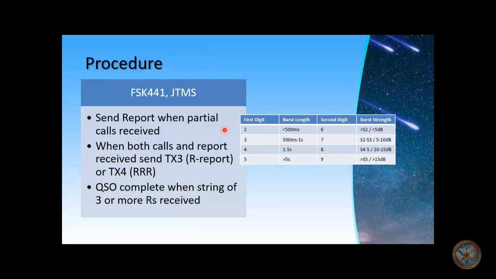So you start with sending each other's call sign. So if I want to call, as we'll see in the next slide, S51TA, I say S51TA G0SYP, S51TA G0SYP, and so on. And when you can identify that your QSO partner has called you, so you get partials of the calls, then you can start sending a report.